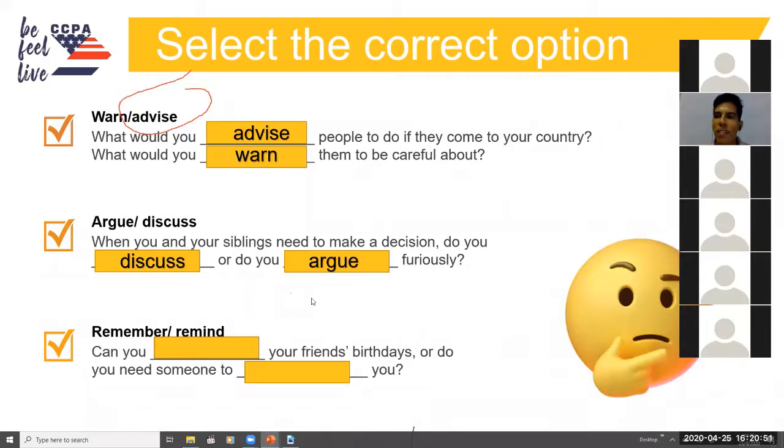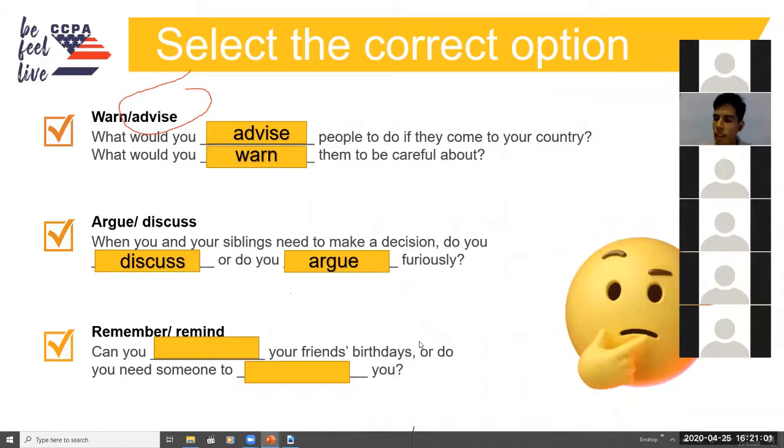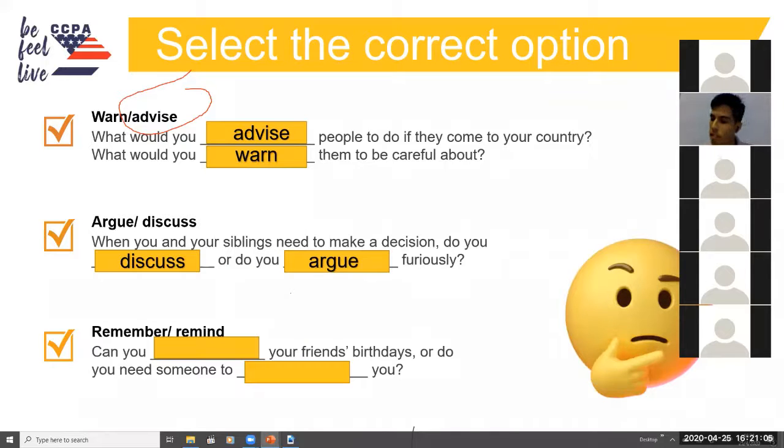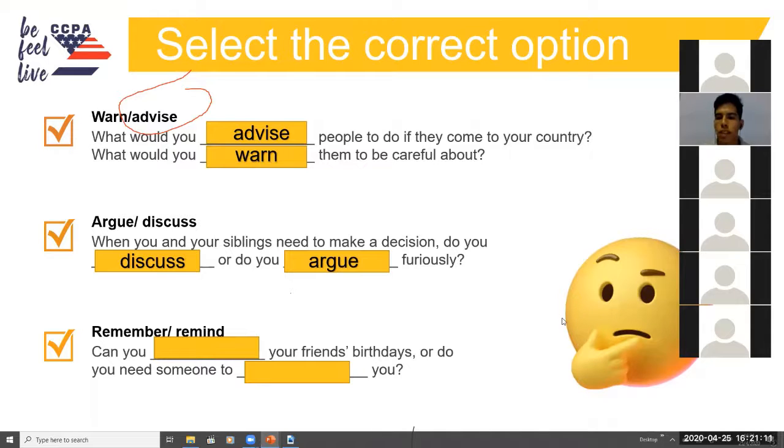Now we have the last series of questions. Remember versus remind. Everything that we are explaining is in the book. We are doing 7A. It's in the book on page 67, okay? Any volunteers for the last one?